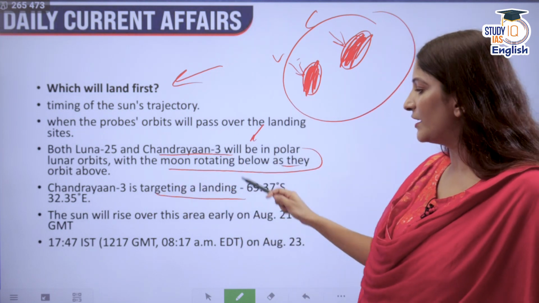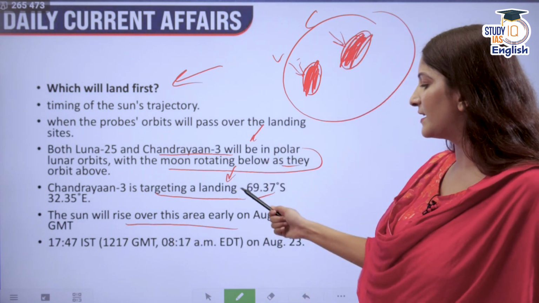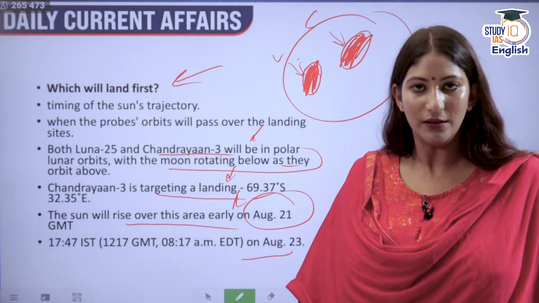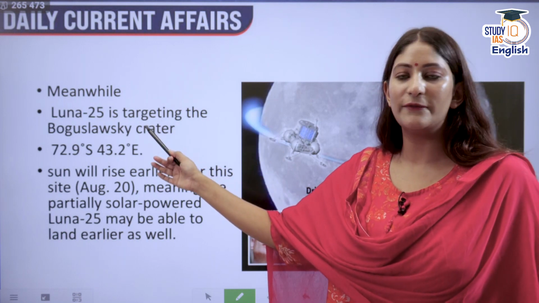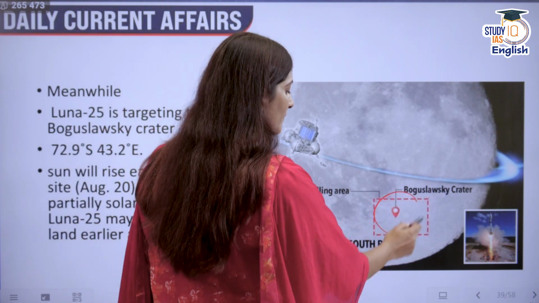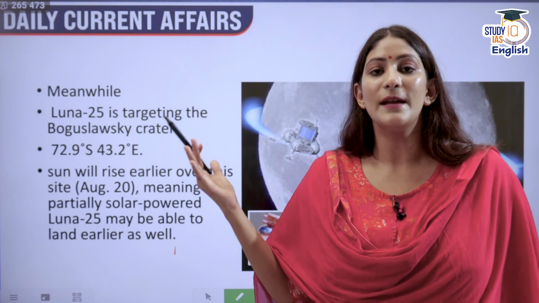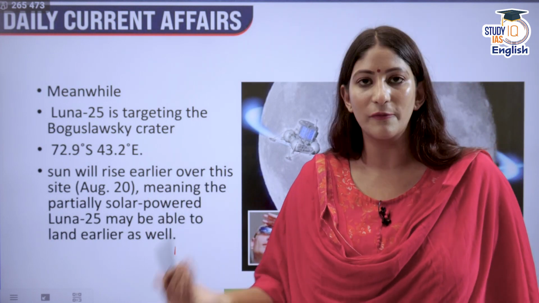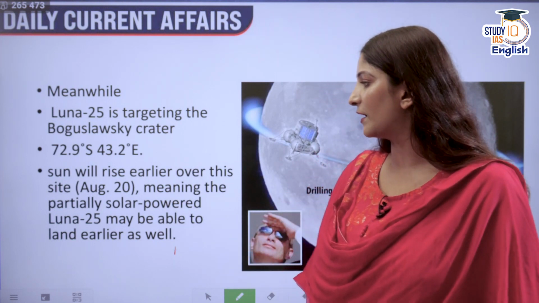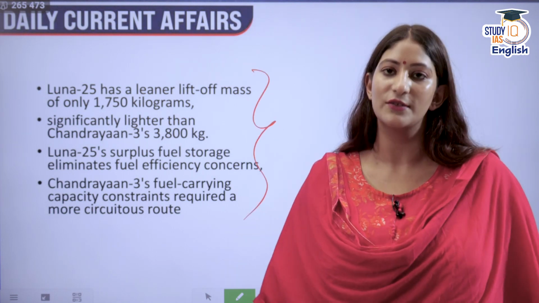And Chandrayaan 3 is actually targeting this latitude and longitude, but the sun will rise over this area only on August 21, which will remain till August 23. But when we talk about Luna 25, it is going for the Boguslavsky crater. Boguslavsky crater is over here. And here, the sunlight or the sunrise will be much earlier. And that is why there is a lot of probability that Luna 25 will land first. Okay, this is what we are going to see. It's going to be very competitive. Also, I have already told you about this. So let's move on.